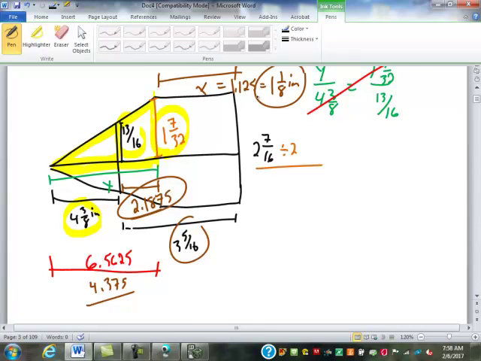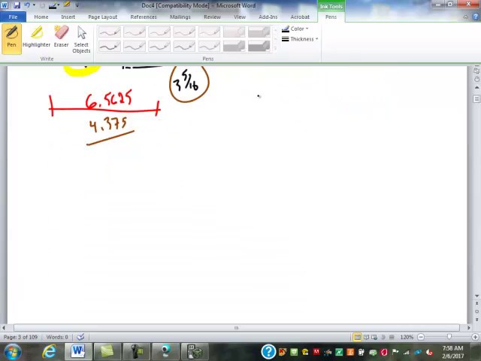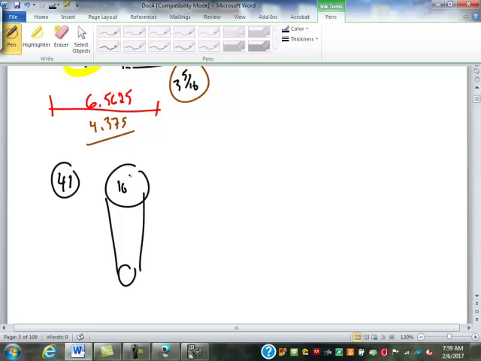Okay, number 40. In fact, I'm going to do number 41 first, then we're going to come back to number 40. For number 41, I'm going to draw it out a little rougher than the picture shows. You got a 10-inch pulley and a 7-inch pulley. We know the 7-inch pulley runs at 1200 RPM.